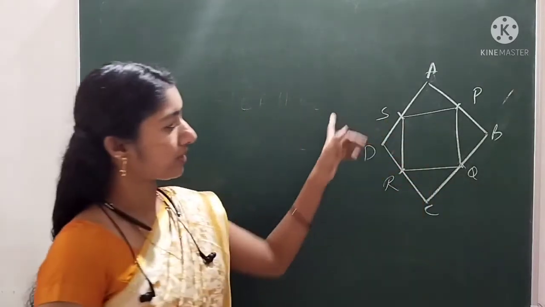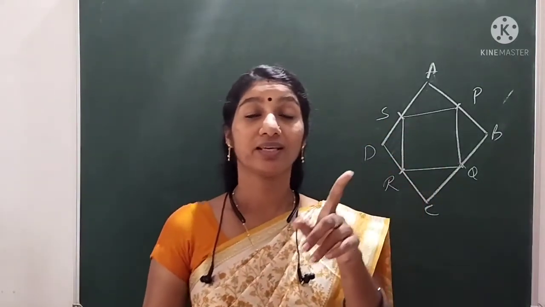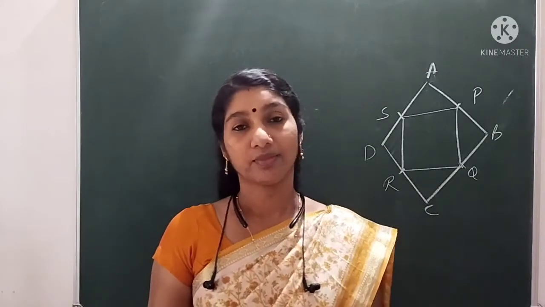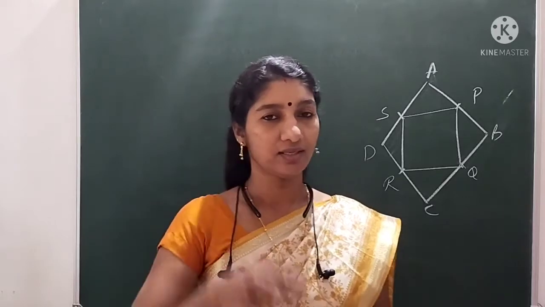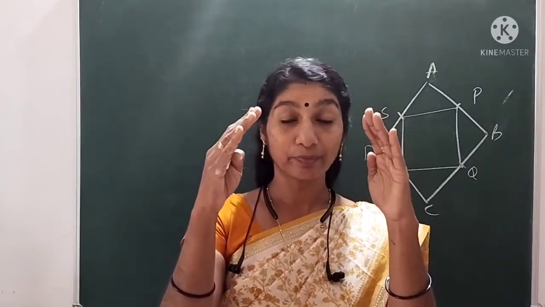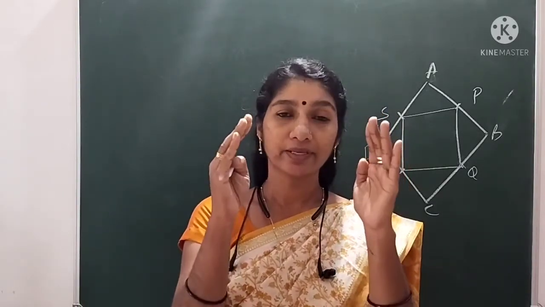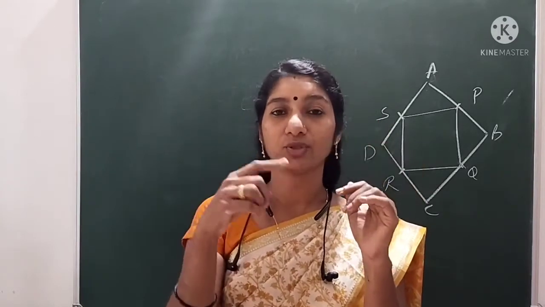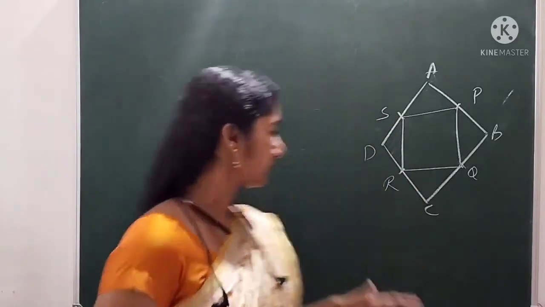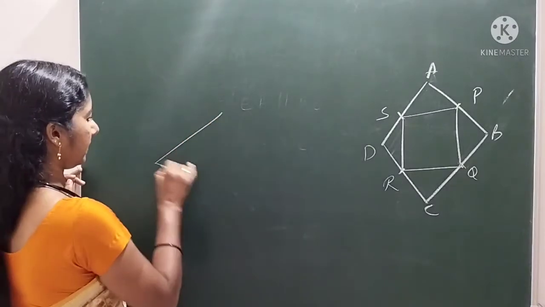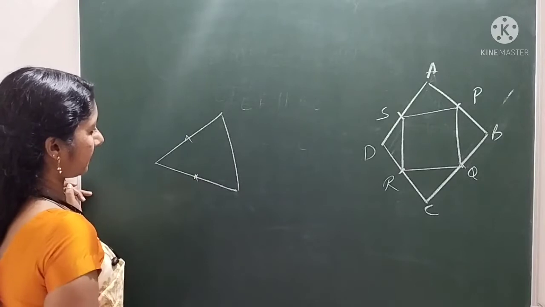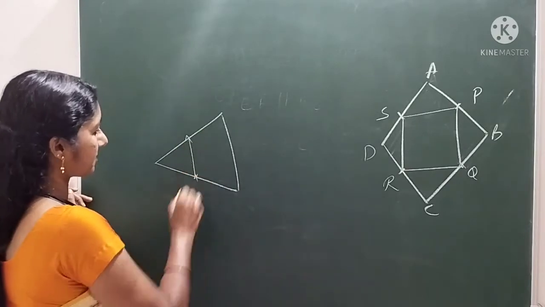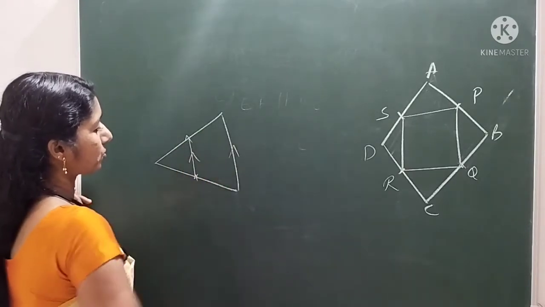We need to prove PQRS is a rectangle. I forgot to say the converse of the midpoint theorem. See, the midpoint theorem says in a triangle, take the midpoints of any two sides. The line segment joining the midpoints will be parallel to the third side of the triangle. See, in this triangle, if we take the midpoints of this side and this side, then we join this line segment.